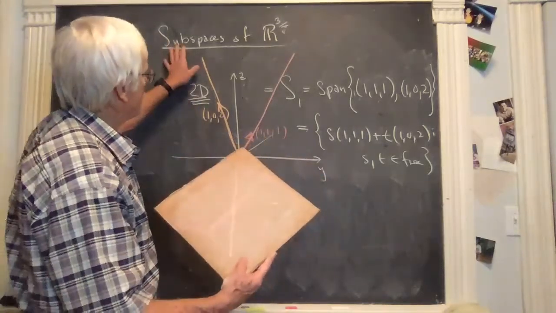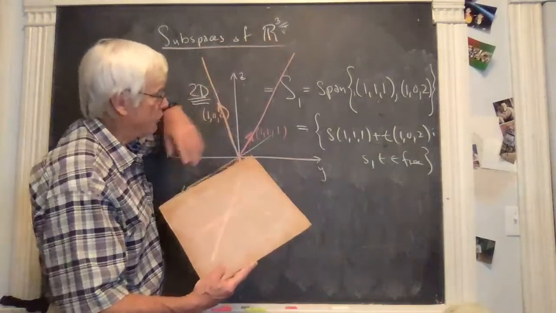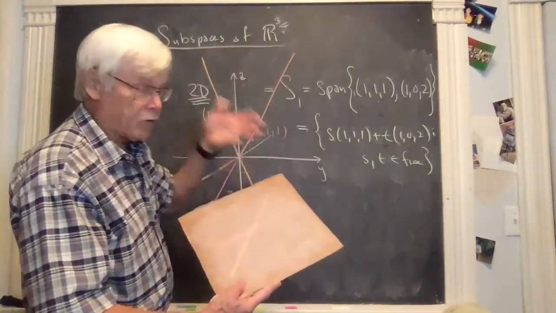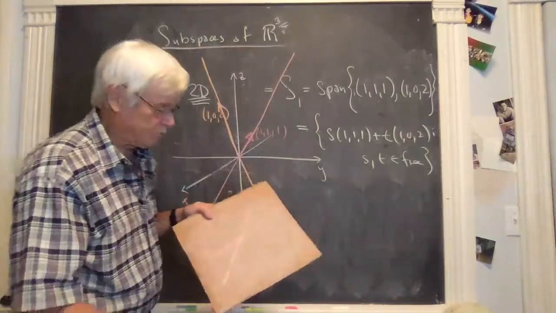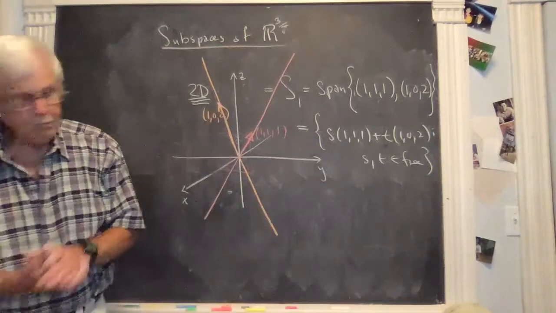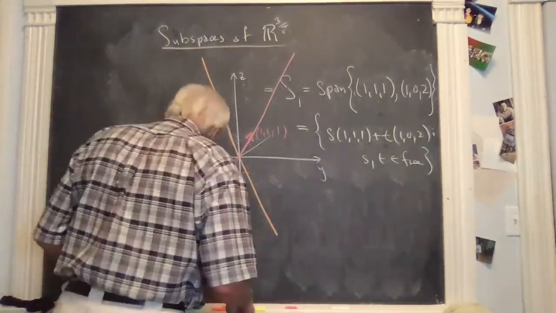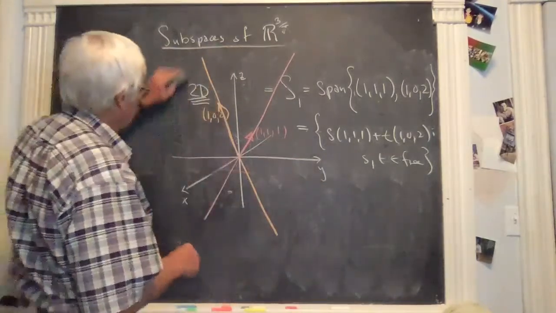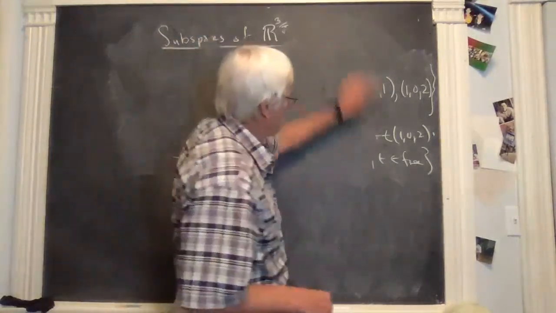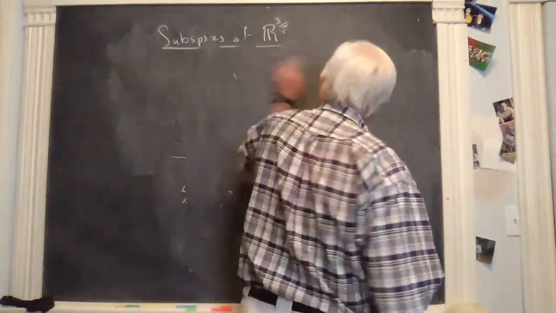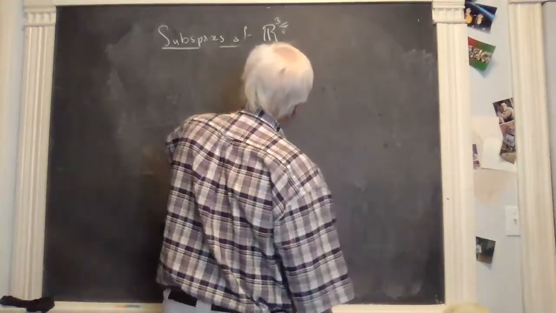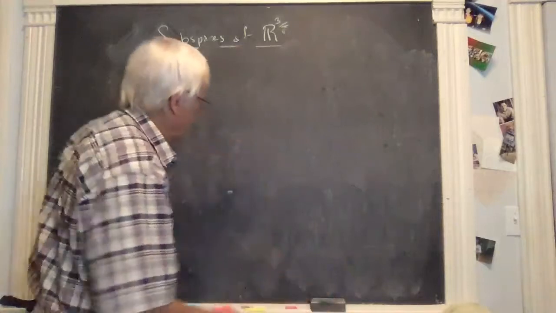So this is a subspace. S1 is a subspace of R3. It is a plane, looks just like R2, but it's not R2. Now the book gives you several methods for checking. You should look at a few of those examples for checking subspaces. The basic idea is to take what you're given and write it as a span.